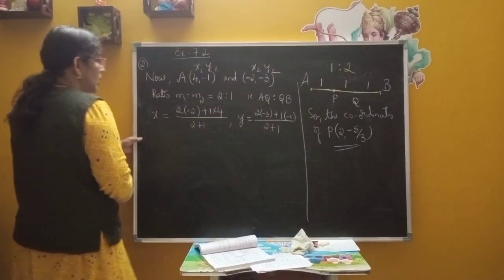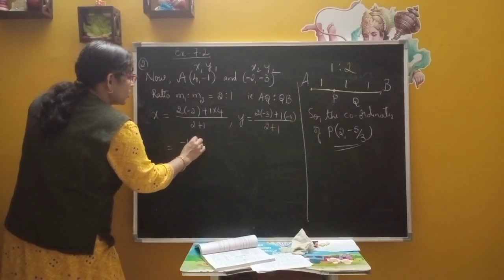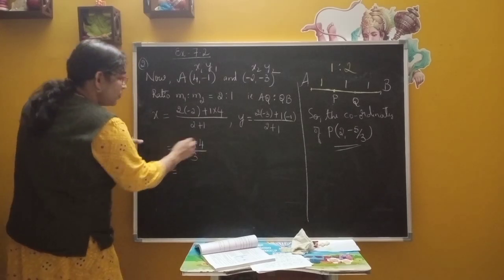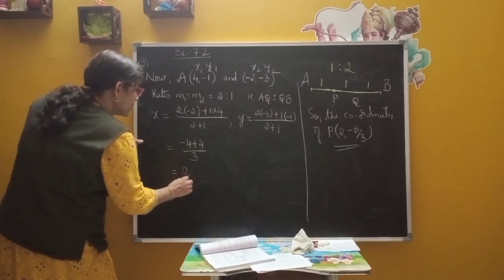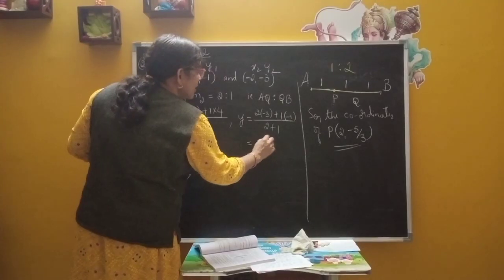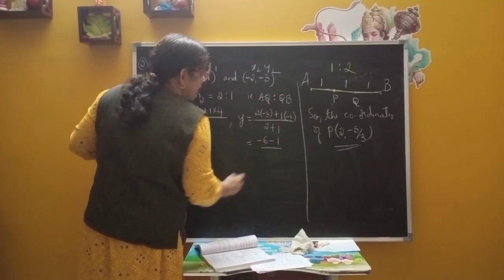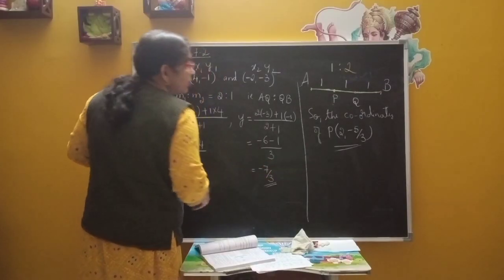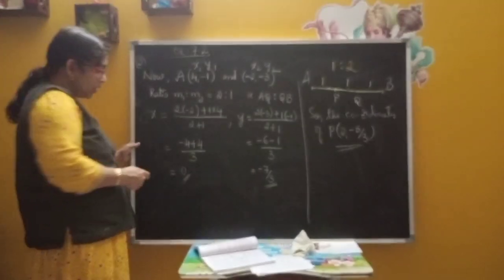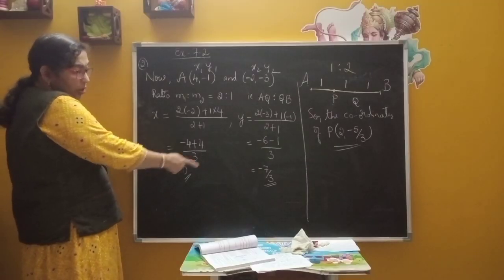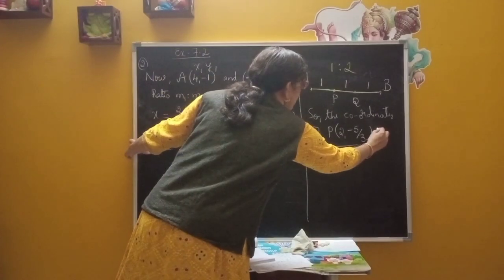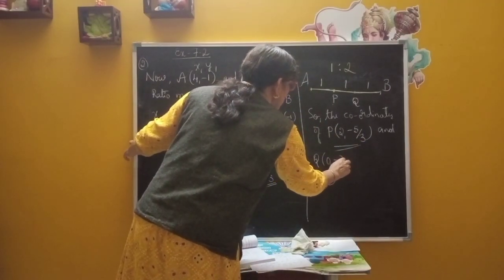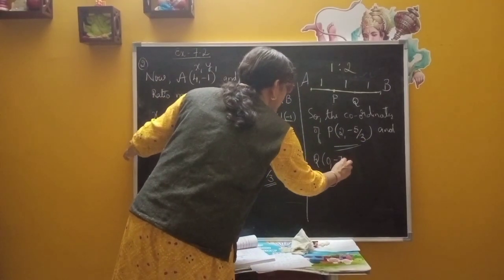Okay, 2 plus 1. So it is equal to (-4 plus 4) by 3. So -4 plus 4 is 0. 0 by 3 is 0. Here we have (-6 minus 1) by 2 plus 1, 3. So it is -7 by 3. So what are the coordinates of Q now? Coordinates of Q are 0 and -7 by 3.